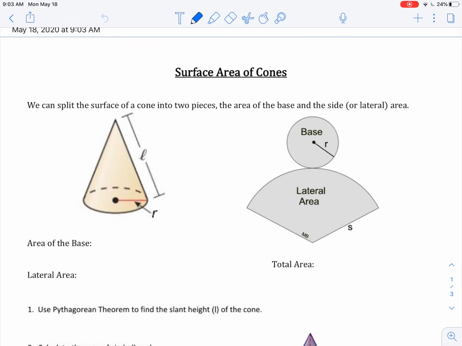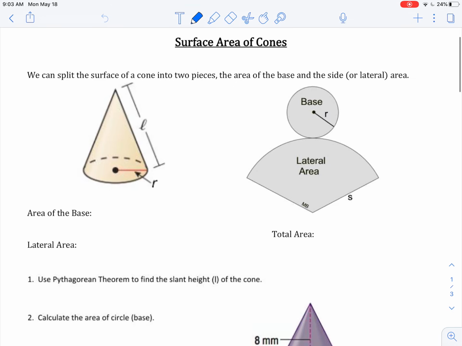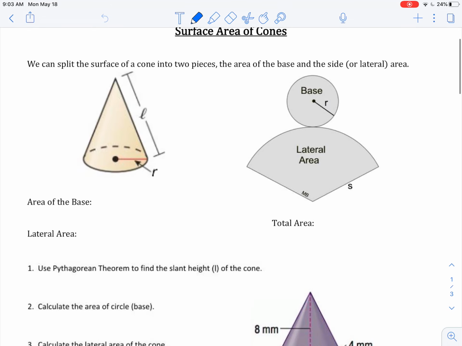Hey, good morning, guys. For our last review session, our last few formulas, we talked about surface areas of cones, volumes of cones, surface areas and volumes of spheres.